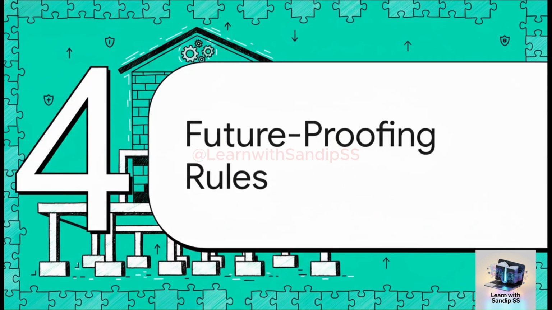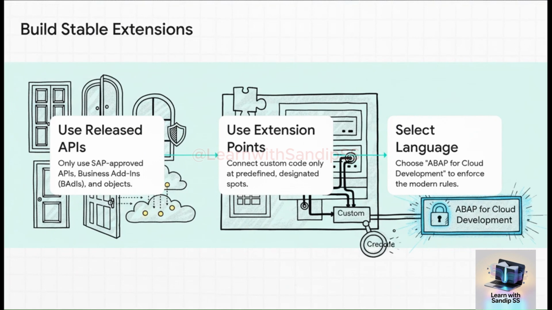And to get that sweet, sweet promise of upgrade stability, you've got to follow the rules. Now, don't think of these as limitations. Instead, think of them as the official building codes for your software. They're what guarantees that the new extension you build on your system is going to be solid for years and years. So here they are, the three big rules for building stable extensions. First, your developers have to use officially released APIs and objects. These are basically the SAP-approved doors and windows into the system. You can't just knock a hole in the wall wherever you want.